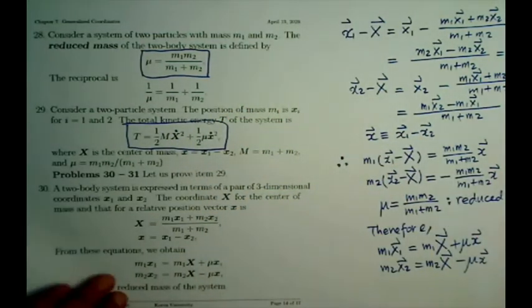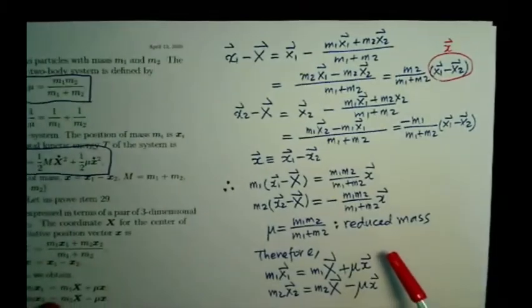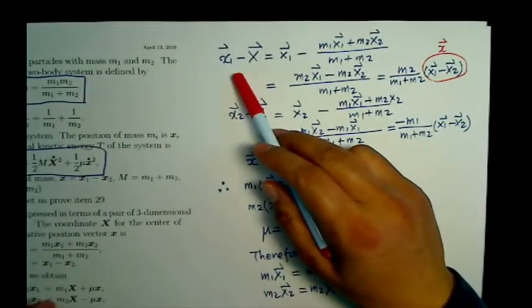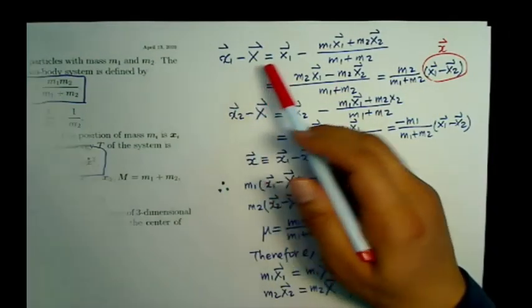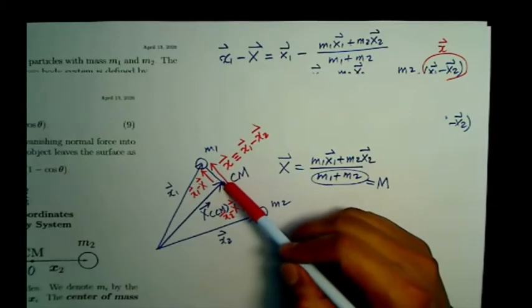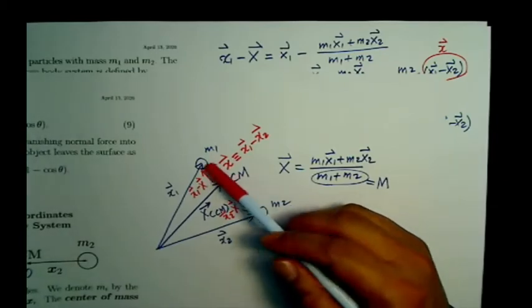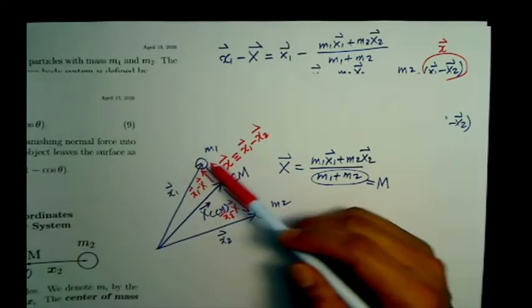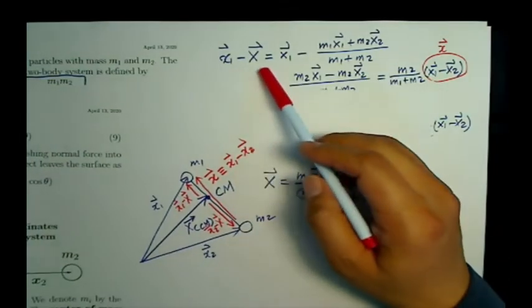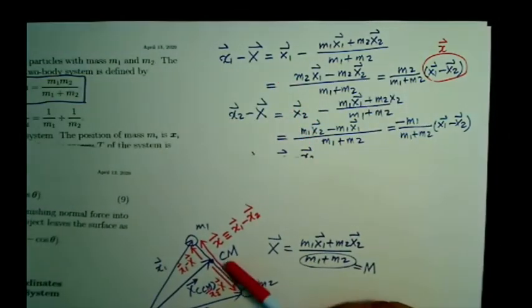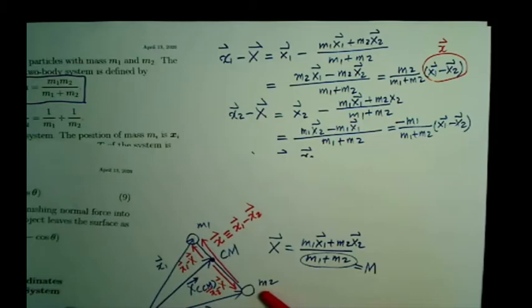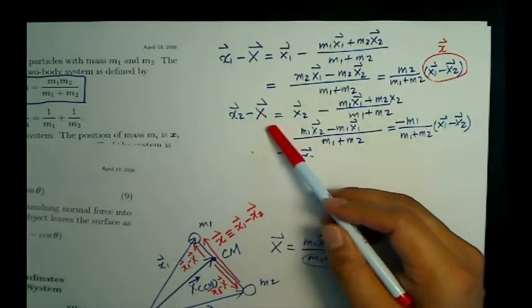So let us first simplify this displacement. Review: the displacement from the center of mass to particle 1 is x1 minus capital X. The displacement from the center of mass to particle 2 is x2 minus capital X.